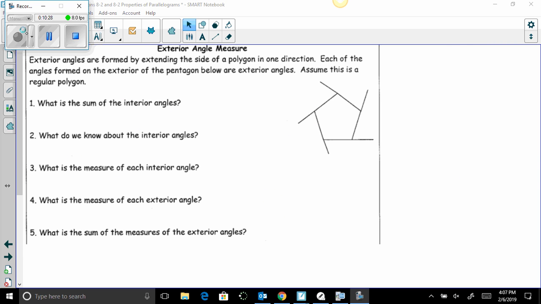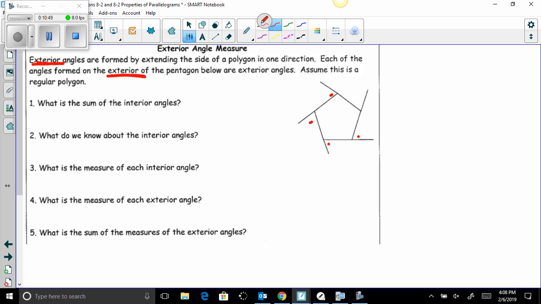All right, let's look and see how we can find out the exterior angle measure. Exterior means angles on the outside, formed by extending the side of a polygon in one direction. Each of the angles formed on the exterior of the pentagon below are exterior angles. So right here is an exterior angle. Right here, I extended the line there. Right here, right here, right here. Those are all exterior angles.